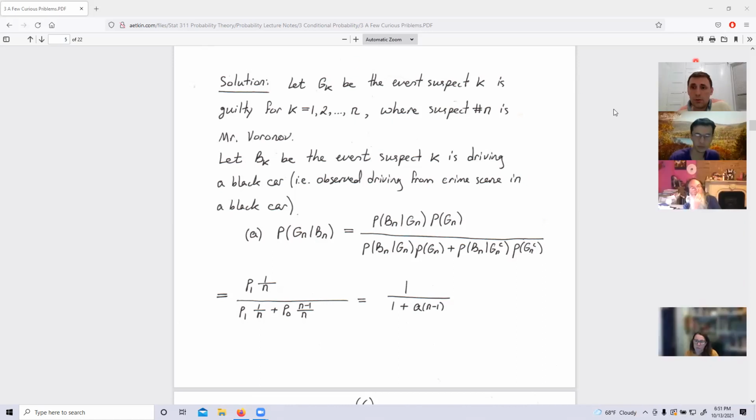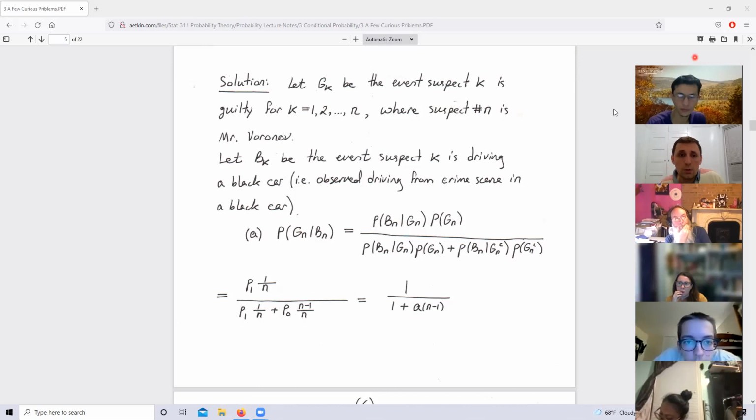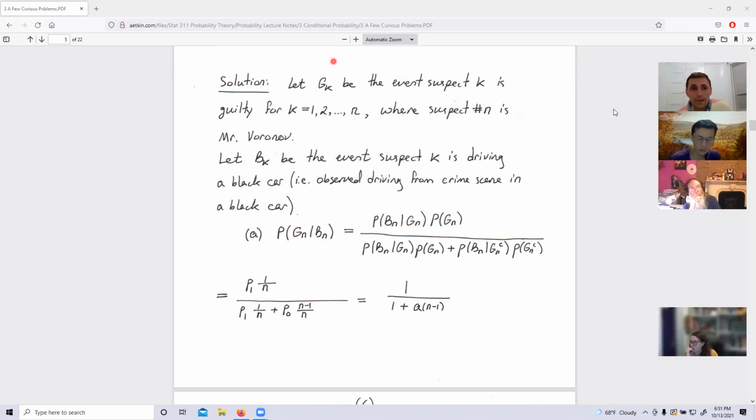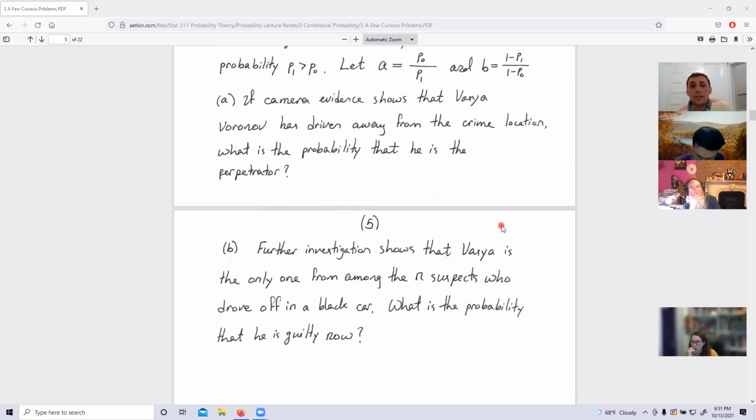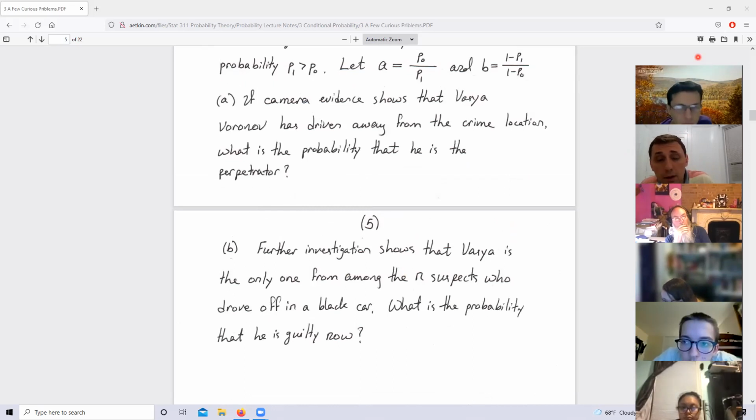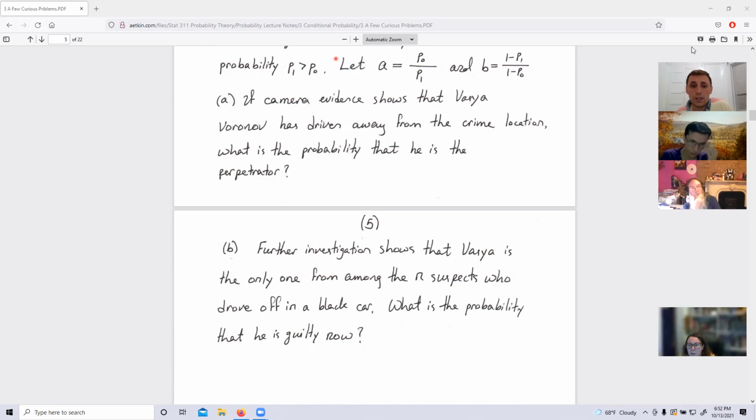Now, if you are willing to wait, let's finish this question. Let's do part B. So with further investigation, they looked at all the people, not just at Vasya, but they found that he is the only one among the N individuals that actually drove a black car. Understand? So the witness says the criminal escaped in a black car and no other person escaped in a black car other than this guy. What's the likelihood he is guilty now? You see? So it's much more damning evidence. Do you agree? It should be more damning. So here is how you mark it. You see, guys, that's why I had those things.